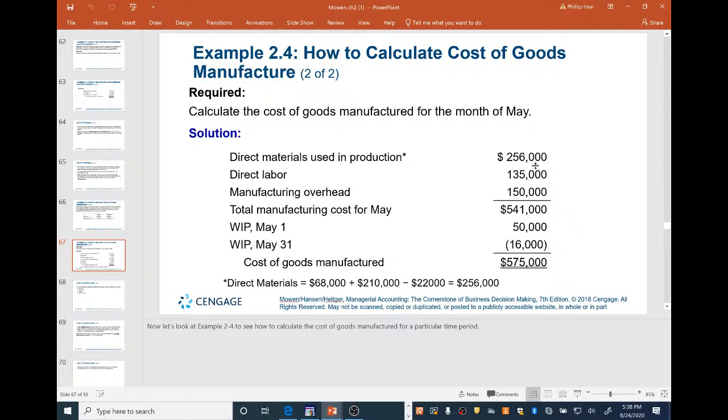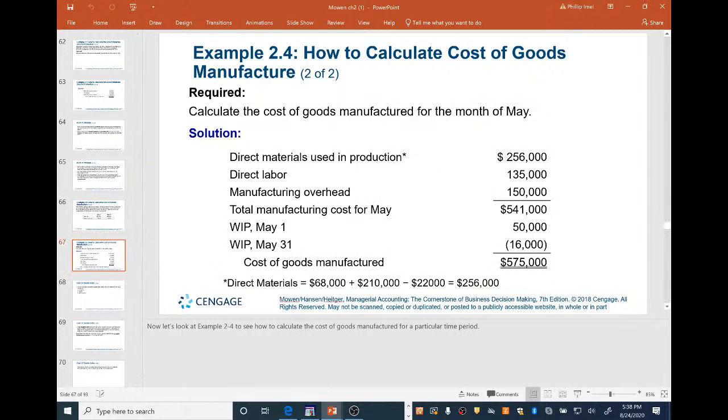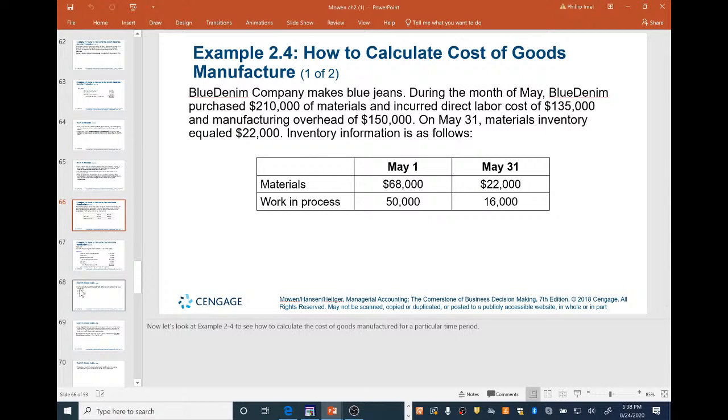The answer is 256,000. So let's go back to this question. How did they get that 256,000 for direct materials used in production? Because remember, that's our starting point for the problem that we're trying to solve. So we have to be able to find that number to even start it. So once again, we're trying to figure out the direct materials used in production. How do we derive $256,000 from this data right here? We just did it in the last problem.